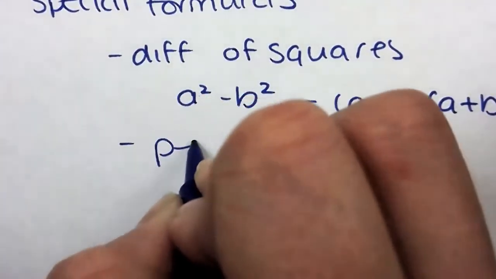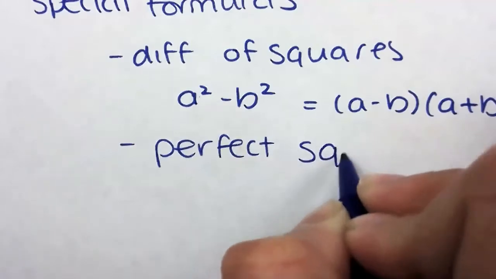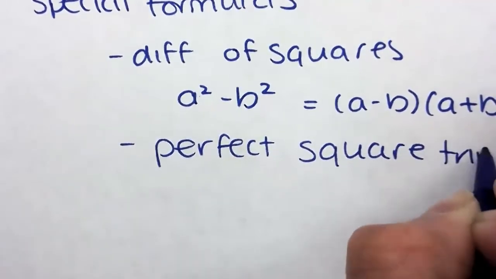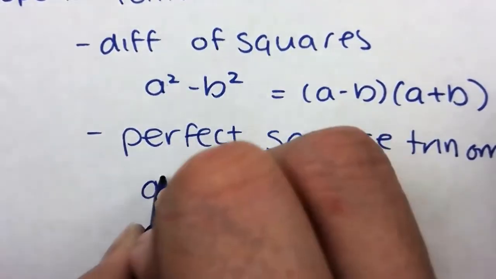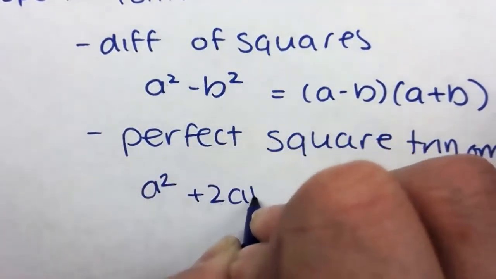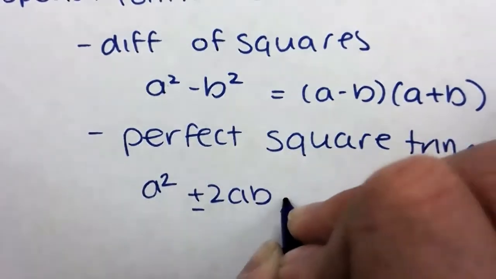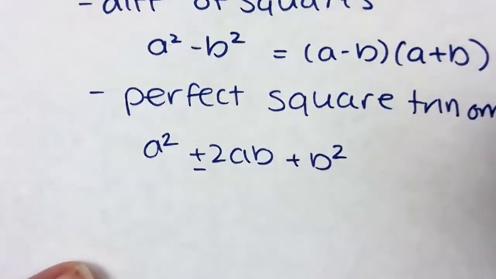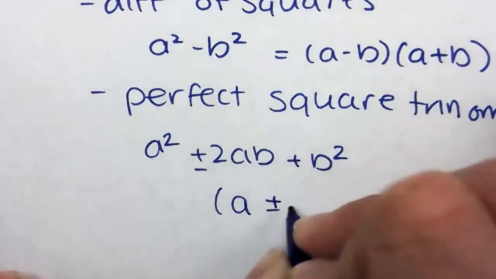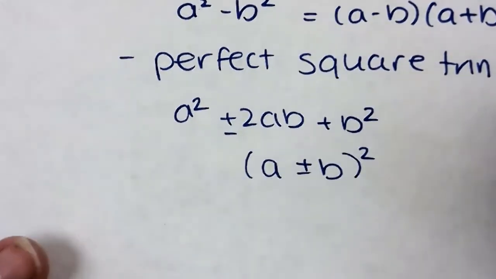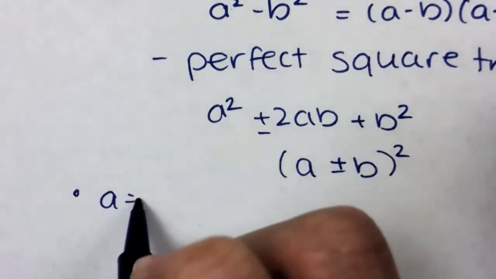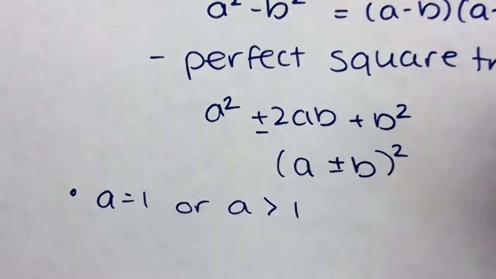And then we have a perfect square trinomial, which is a squared plus 2ab or minus 2ab and always plus b squared. And it will always factor as a plus or minus b quantity squared. And then our final technique is just factoring if the a value is equal to 1 or a is greater than 1.